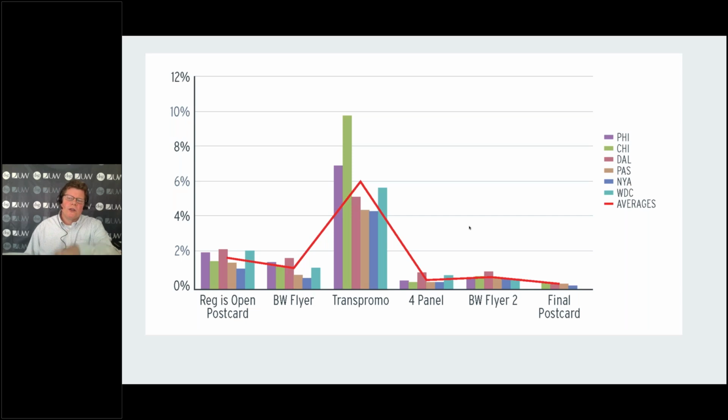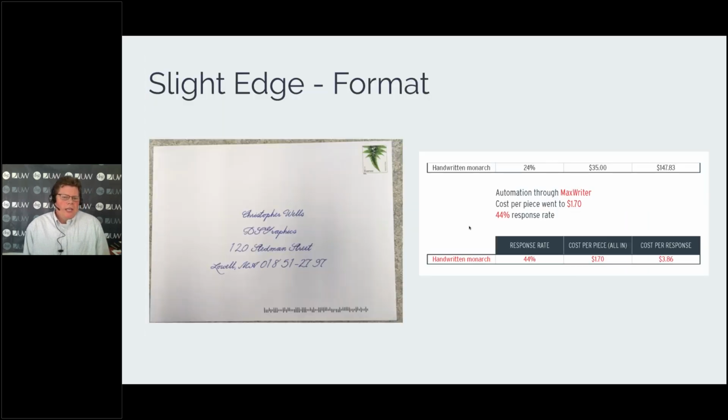Huge difference. The things on the right, those are all the different cities that these things were mailed to. So this is not just a regional thing. Huge response. Also looking at the handwritten Monarch, saying, geez, a 24% response rate, that's pretty good. How can we do that cheaper than $35?